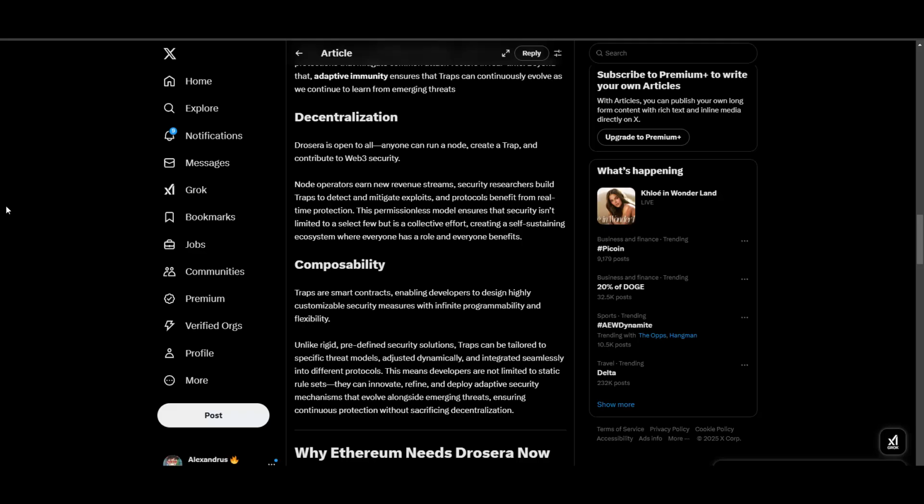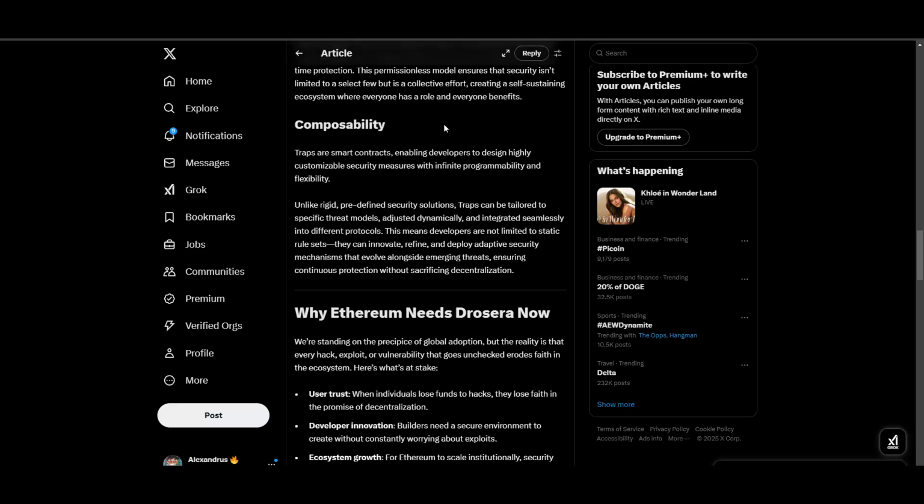So node operators earn new revenue streams, security researchers build traps to detect and mitigate exploits, and protocols benefit from real-time protection. The permissionless model ensures that security isn't limited to a select few, but is a collective effort, creating a self-sustaining ecosystem where everyone has a role and everyone benefits.